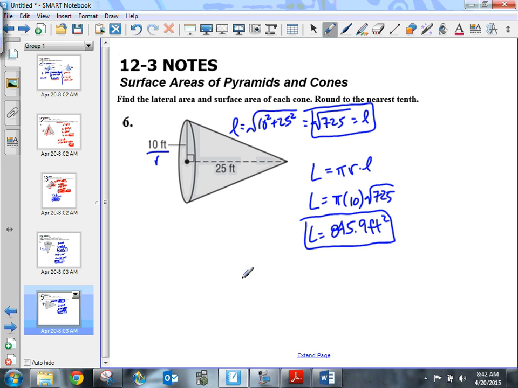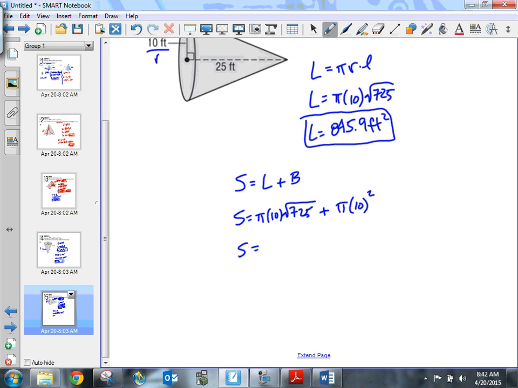Now for our surface area, I've got my lateral area plus the area of one of our bases, which is just pi r squared. So surface area is going to be pi times 10 times the square root of 725, plus the area of our base, which is just pi times radius squared, which is pi times 10 squared. All right, and so that is going to end up giving us 1,160.1 feet squared, and that's our surface area.